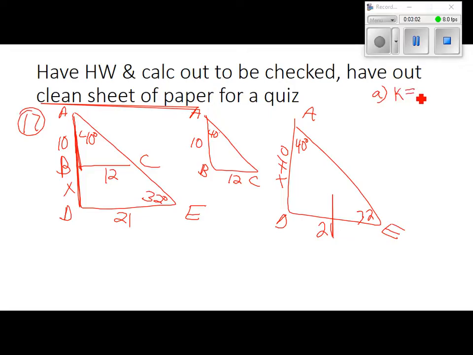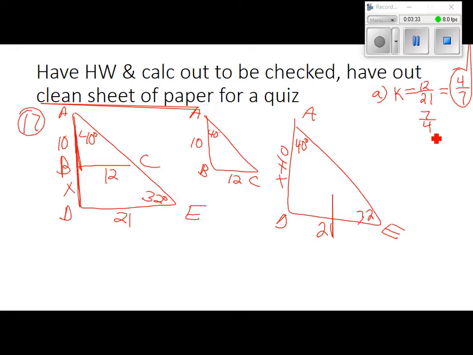So K is 12 over 21. Do we just leave it that way? No, we reduce it down. Grab your calculator, and to reduce it down, you just use the ABC button on it. 12, ABC button, 21. 4 over 7. Anybody else agree with that? What other answer would I accept on that one? 7 over 4 if it was flipped over going the other way.